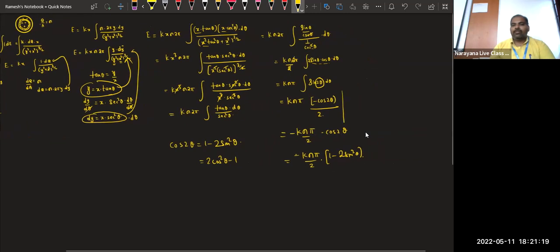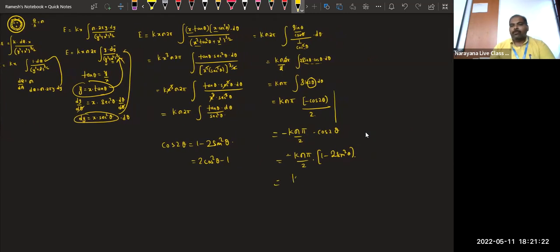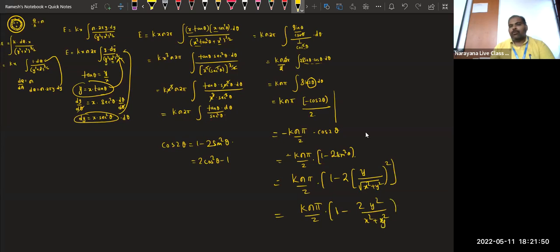So this negative sign I will ignore. k sigma into pi by 2 and 1 minus 2 into sine value how much? Sine value how much? Opposite side by under root of x square plus y square and whole power 2. So k into sigma into pi by 2 into 1 minus 2 into y square by x square plus y square. Now put the limits. Where is the first ring? At 0. Where is the last ring? y equal to capital R.